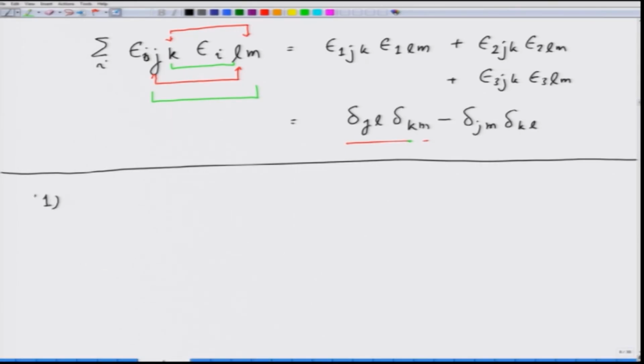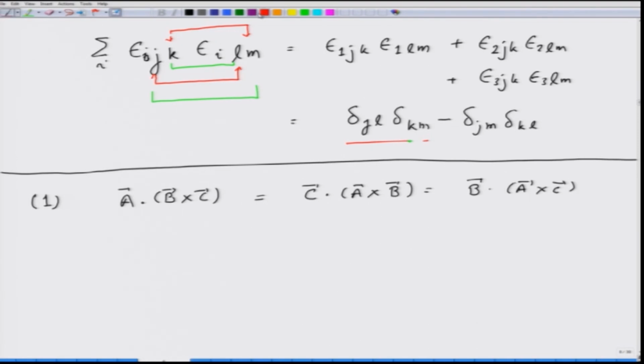One problem I am going to do is prove that A dot B cross C is the same as C dot A cross B, which is the same as B dot A cross C. All right, so let us do that.